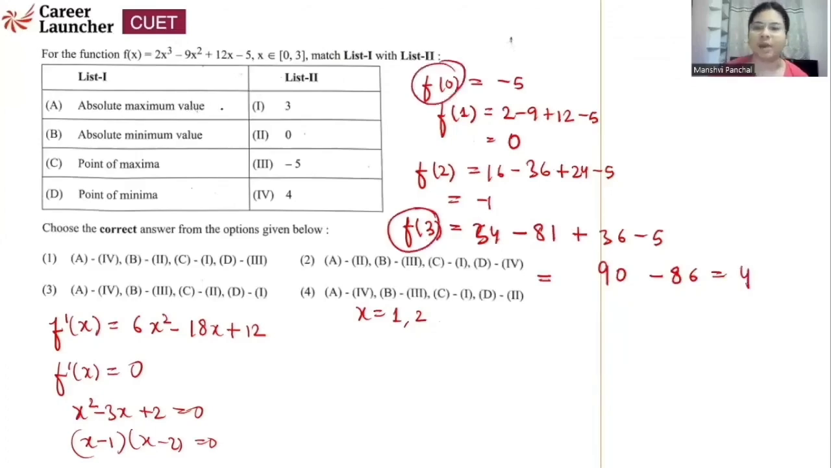It means absolute maximum value is 4. Absolute minimum value is minus 5. Point of maxima is 3. Point of minima is 0. So A is matched to 4 and B is matched to 3. Then your C is matched to 1, and D is matched to 2. So option 4 is the correct answer.